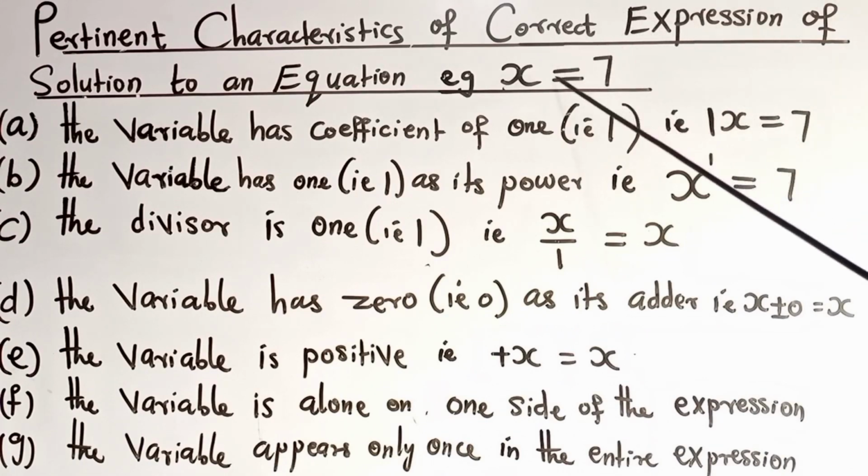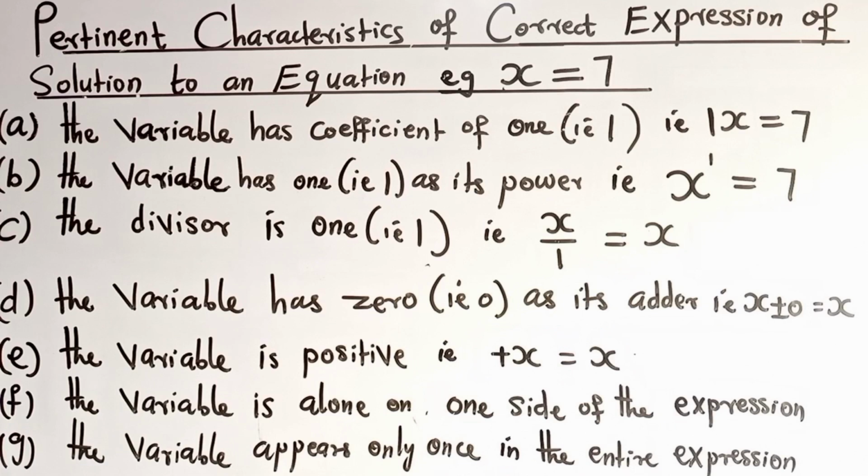But if we say something like x plus 1 is equal to 7, please, students, that is not a final and correct expression of solution to an equation. Or if we say x minus 2 is equal to 7, no. Please, at all times, after we offer solutions to an equation, the formerly unknown, which is shown with a symbol, should be written to be alone on one side of that expression, as we have in this one, x is equal to 7.